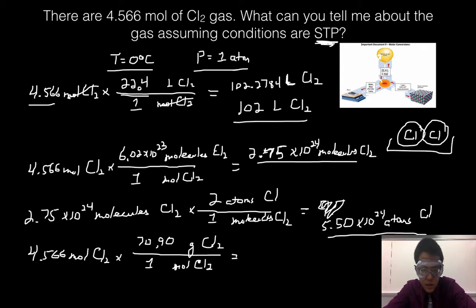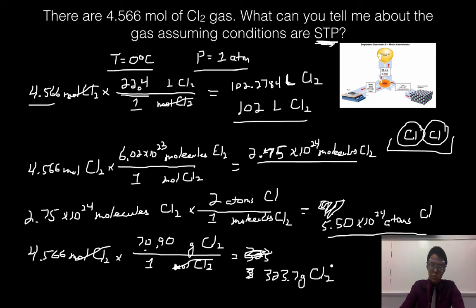Okay, and that's all I want. I want to go to grams, so I take 4.566 times 70.9, and I get 323, or actually I got 4 sig figs this time, because I have 4 here and 4 here, so I actually keep 323.7 grams of Cl2. And so just by knowing that there are 4.566 moles of Cl2 gas, I can figure out all of these things about that Cl2, and sometimes I'll actually need to do that.